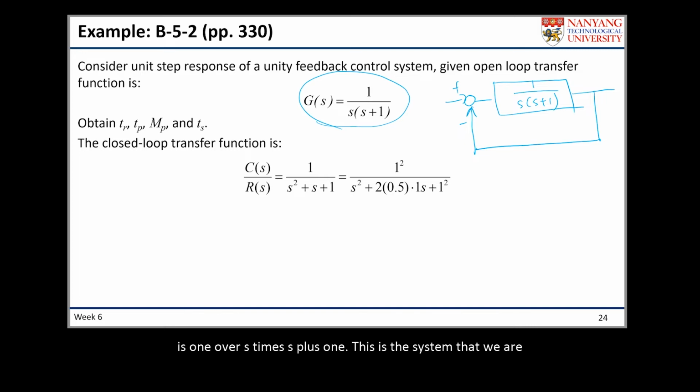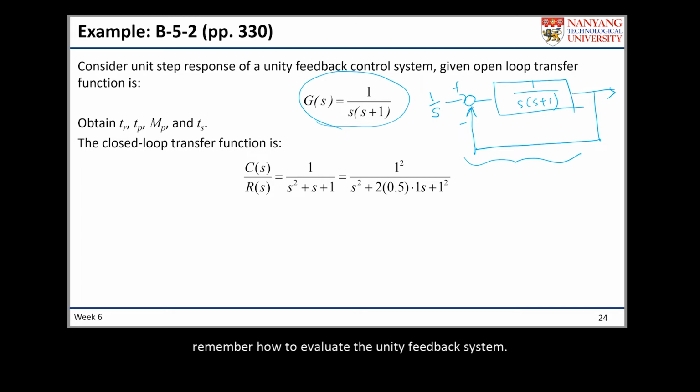So this is the system that we are talking about. And because we are going to consider a unit step response, a unit step input is given to this system. Unit step in the Laplace domain is 1 over s, right? So how to do that? Let's evaluate the equivalent transfer function of this system.